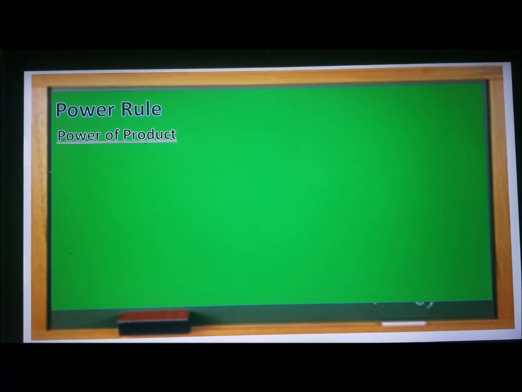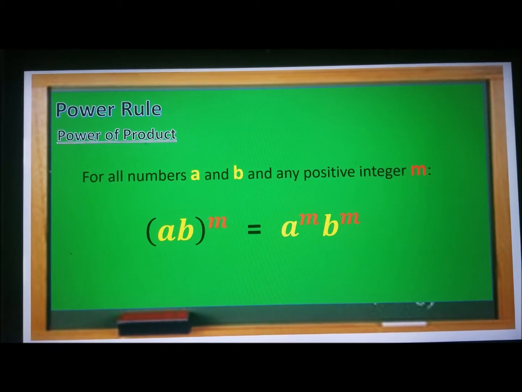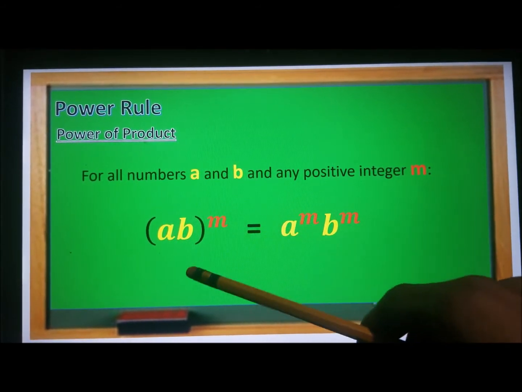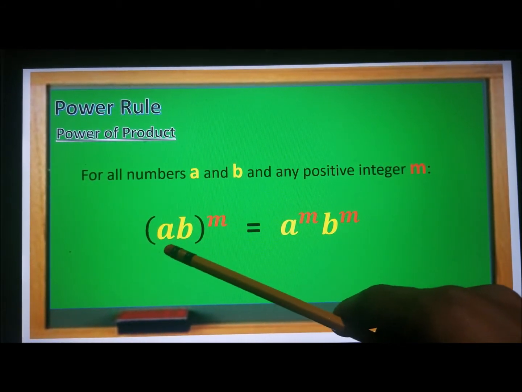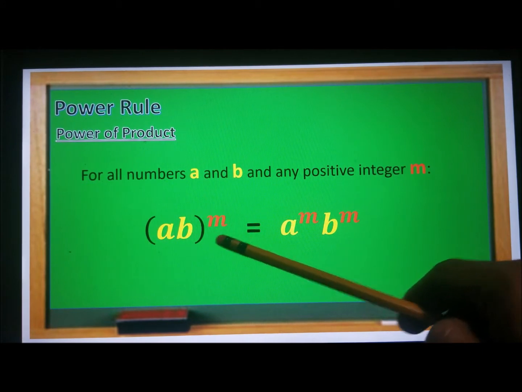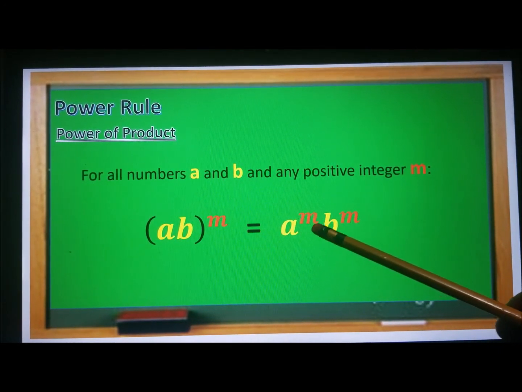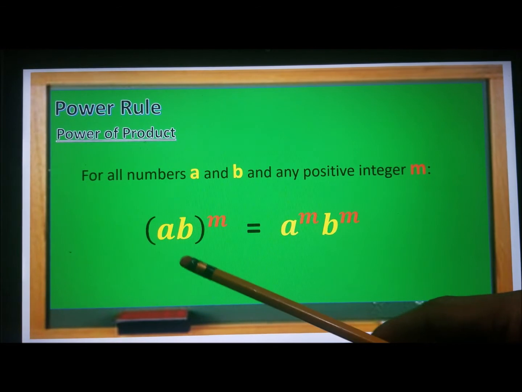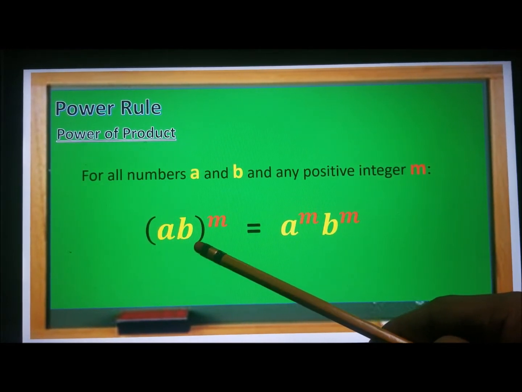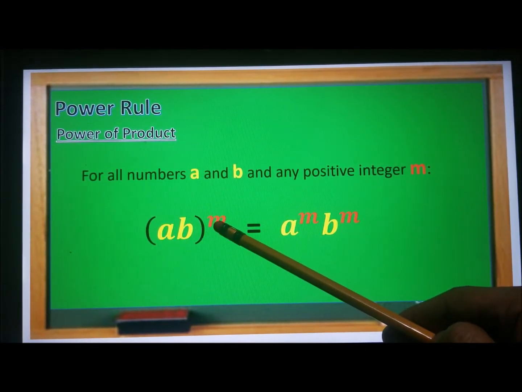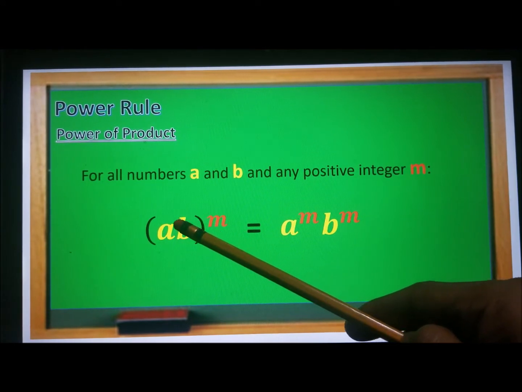The next rule for the power rule is the power of product. This rule states that for all numbers a and b and any positive integer m, (a times b) raised to m is equal to a raised to m, b raised to m. Basically, all we have to do here is multiply the outer exponent with the inner exponent.